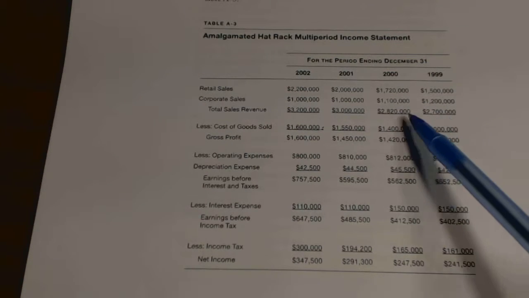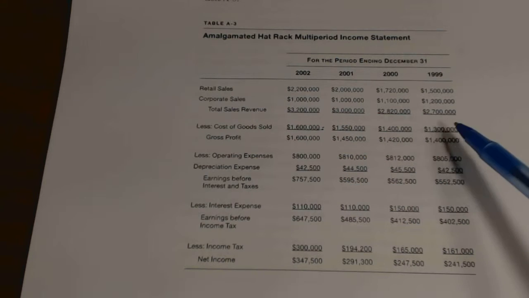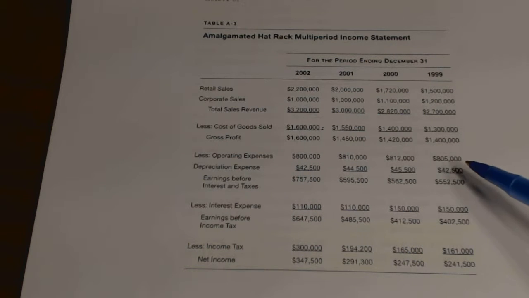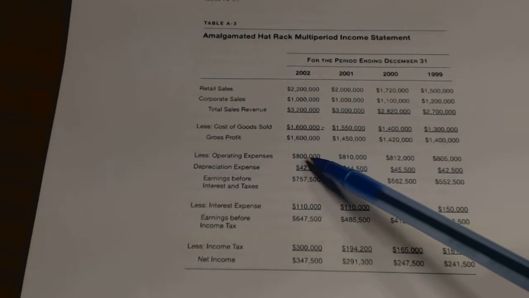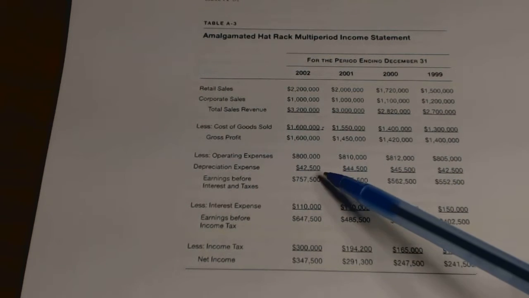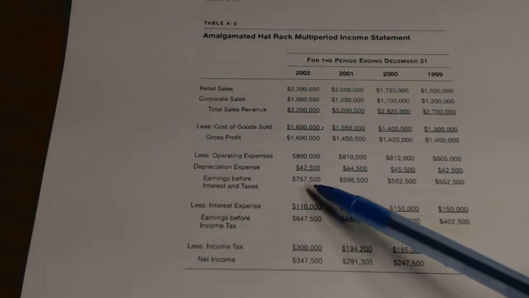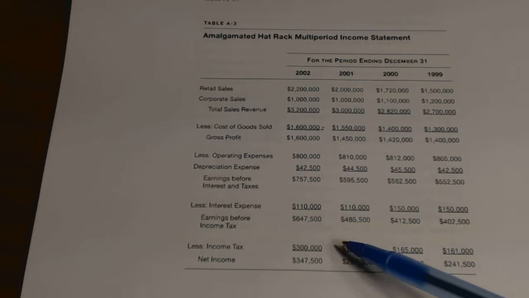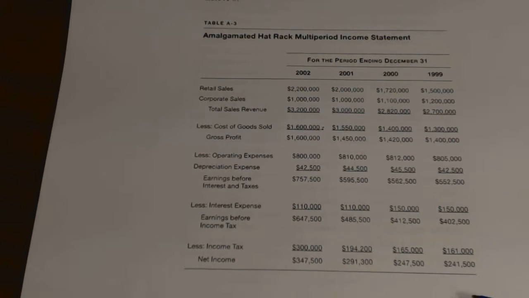Okay, so here's a comparison of four years. You can see their sales are continuing to go up. Their expenses are continuing to go up. Their gross profits continuing to go up. Their operating expenses have actually gone down, which is good because that increases their profit margin. Depreciation has actually gone down, so their earnings before interest and taxes has gone up. Their interest expense has gone down, so their earnings before tax has gone up. You subtract the income tax, and so their earnings have been going up.